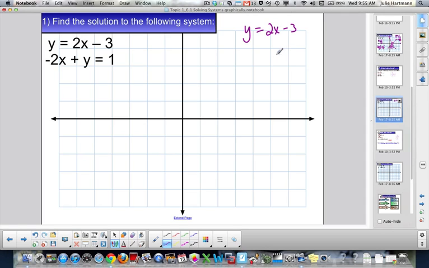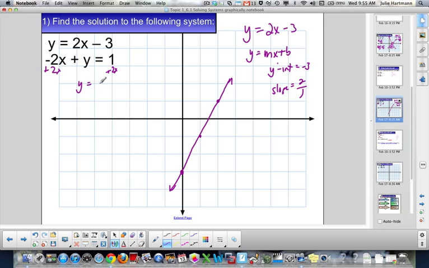Now, you have to remember about graphing. This is in y equals mx plus b form. M is the slope, b is the y-intercept. So our y-intercept is negative 3, so that starts here. Our slope is 2, so that'd be 2 over 1, up 2 over 1, up 2 over 1. So that goes like that. Okay. Second equation, you can find your x and y intercepts there, or you could easily add the 2x.